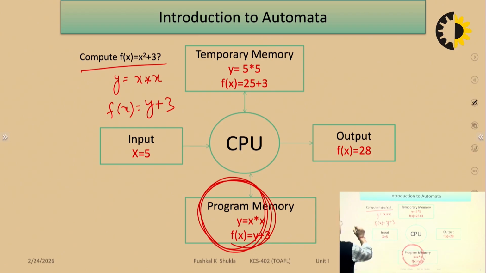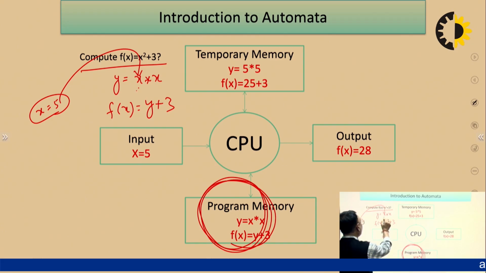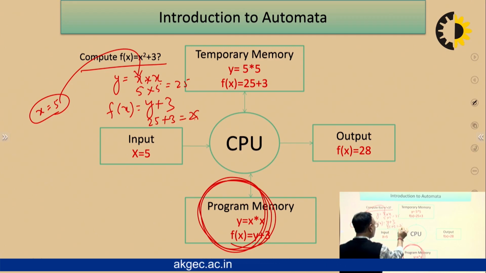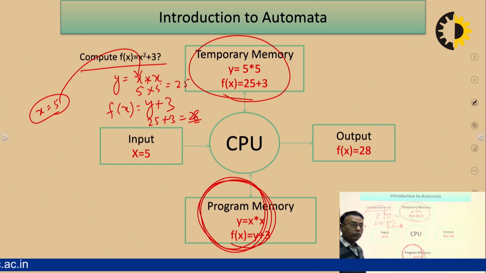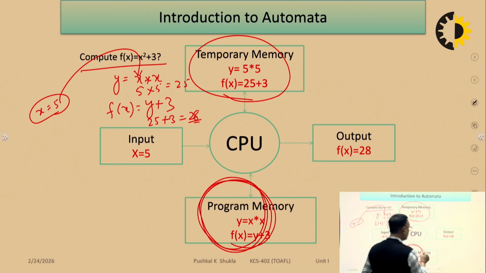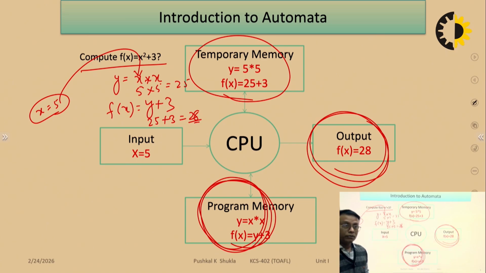Suppose we are passing the value x = 5. This value is passed to the variable x. So 5 into 5, that is 25. This 25 is passed to the variable y, then 25 plus 3, that is 28. So f(x) = 28. This computation is performed in the temporary memory, and the result will be shown in the output unit. In this way, automata will perform the computation of this function.